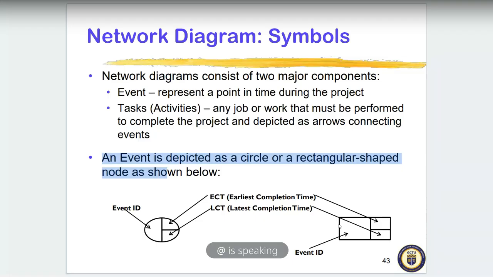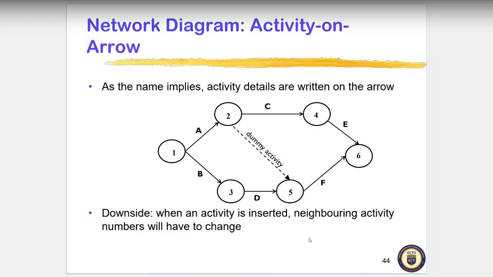Yes. All right. So activity on arrow. As the name implies, activity details are written on the arrow. So activity details are written on the arrow. So this is an event. Event one, event two. Even some of the events give us a milestone. That's, yes, we've been able to work out this particular set of tasks. So that is a milestone. Okay, so this is event one, event two, event three, event four, five, and six. But these are tasks. This is task A. So task A has two events, one precedence, one successor.